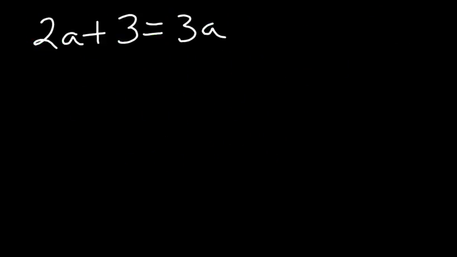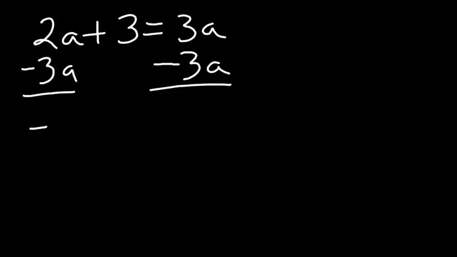Okay, let's try another one. This one has a variable on both sides. So the first thing we want to do is get the variable on the same side. So I'm going to do minus 3a. How come? Because isn't 3a positive and minus 3a would make it be 0? So I do minus 3a to both sides.